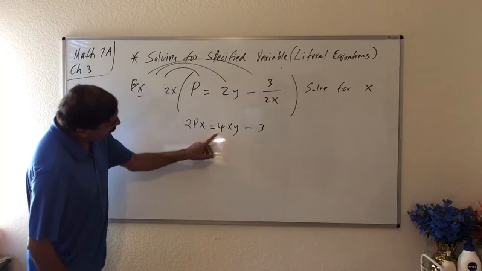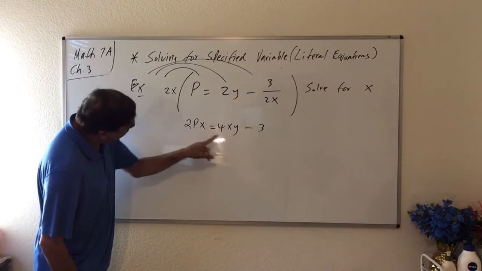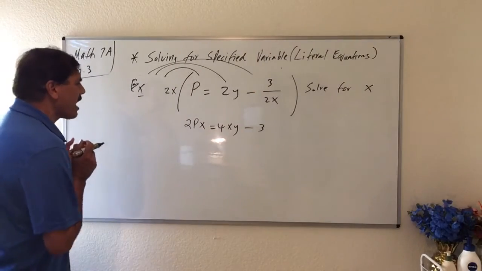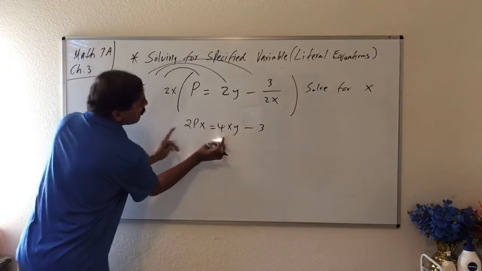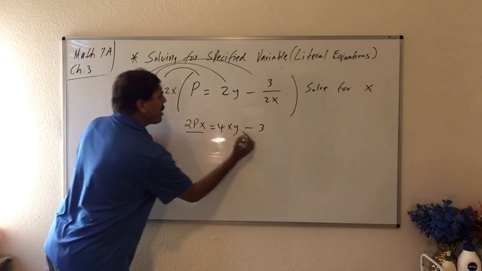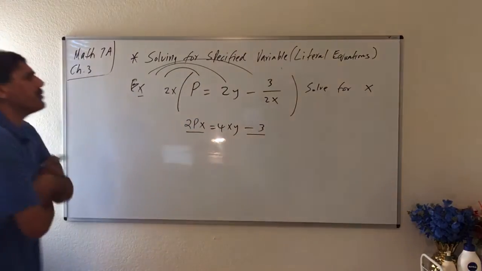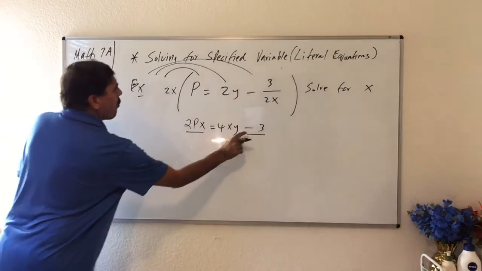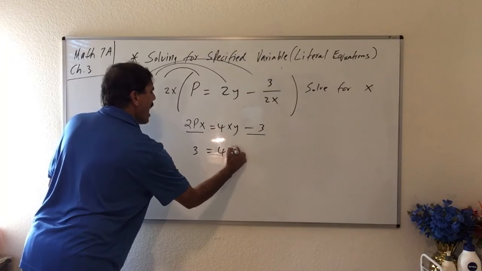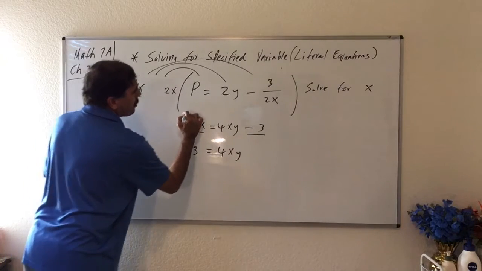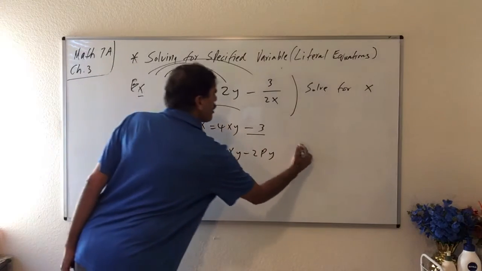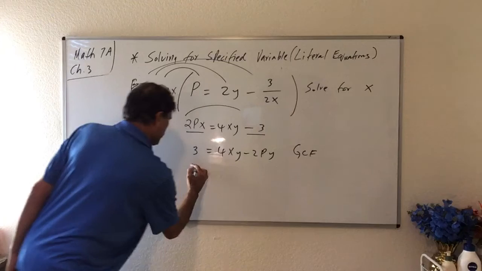The problem is, we need to combine those x terms. Okay, so the easiest way is, look, we need to put these together. So I think we can easily fix this one. Move these to opposite sides. So what is the opposite of negative 3? A positive 3. And 4xy, what is the opposite of 2px? Minus 2px. So now, in this case, the GCF, the greatest common factor, is 2.